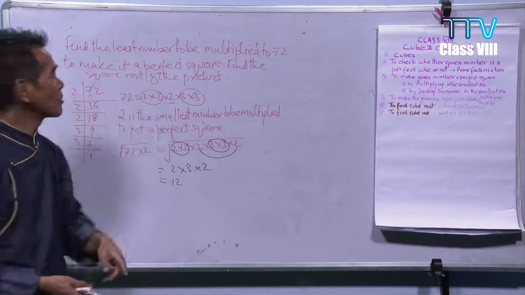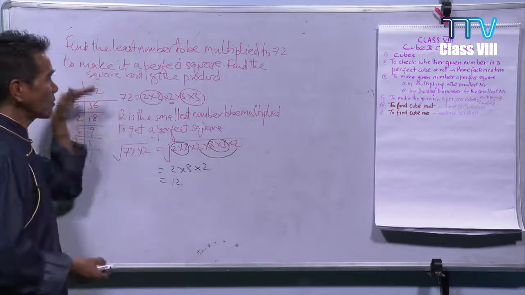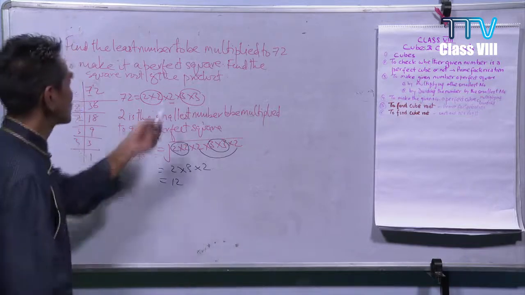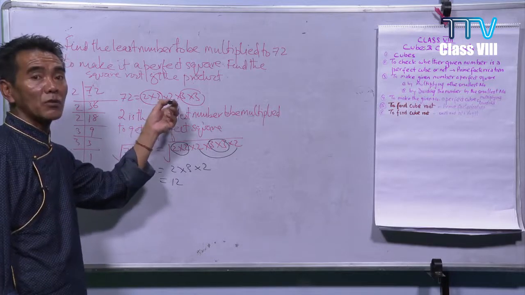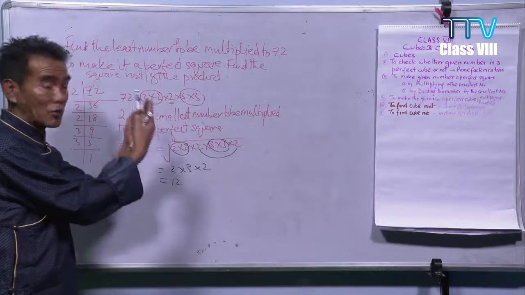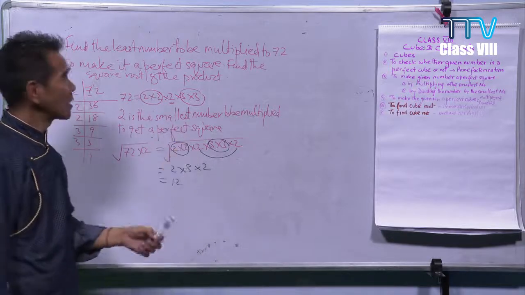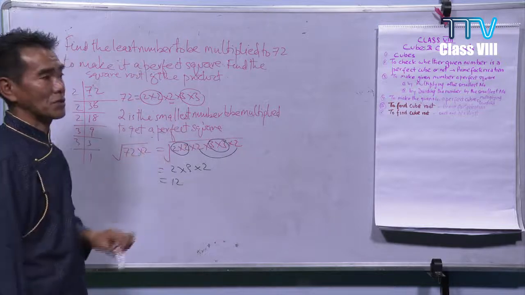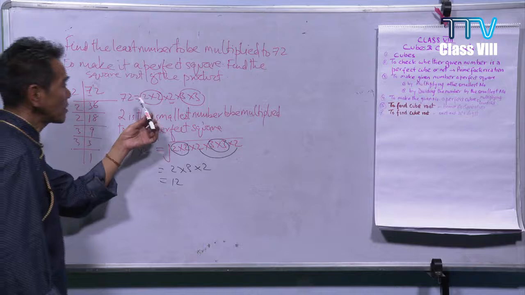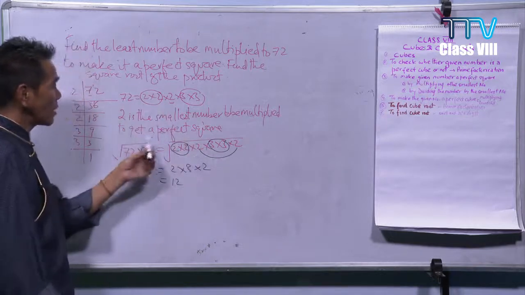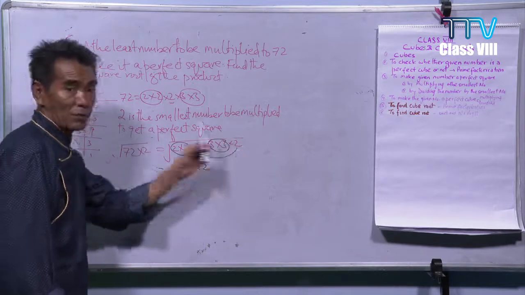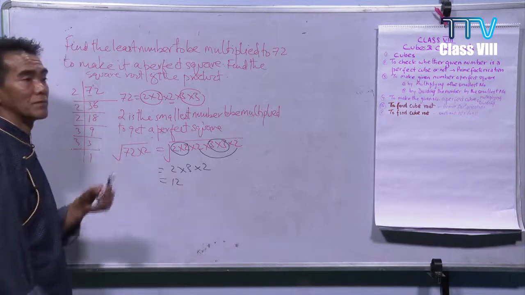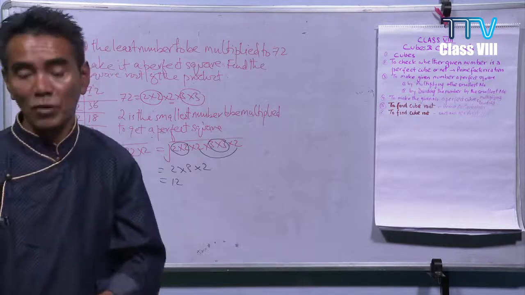Find the smallest number to be multiplied to 72 to make it a perfect cube. First step, find the prime factors of 72. Factors are grouped in threes, so the factors of 2 are complete, and the leftover is the factors of 3. We find the smallest number to be multiplied, then the new number, and we find the cube root of the new number.